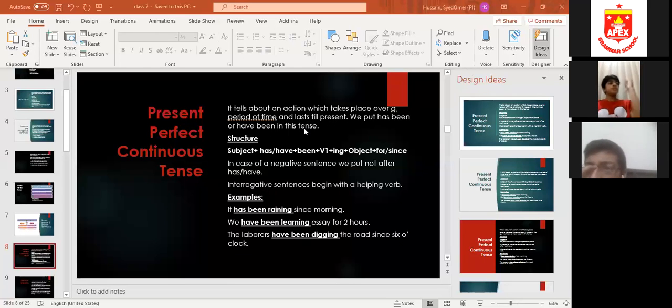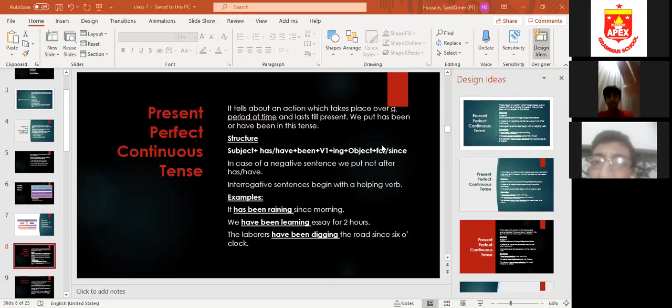We put has been or have been in this tense. I've told you how you can remember it. If in the exams I give you the question, fill in the blanks with present perfect continuous tense, you should remember it is not just continuous, it is perfect continuous. So I have to use the helping verb of perfect tense, has or have, and obviously, since it is continuous, I have to put the base verb with ing. And then I join them with the word be. Subject plus has/have plus be, first form of verb plus ing, object, for and since.